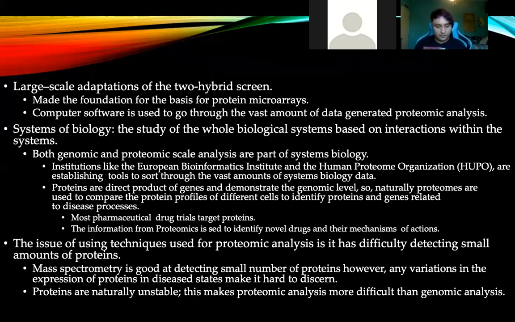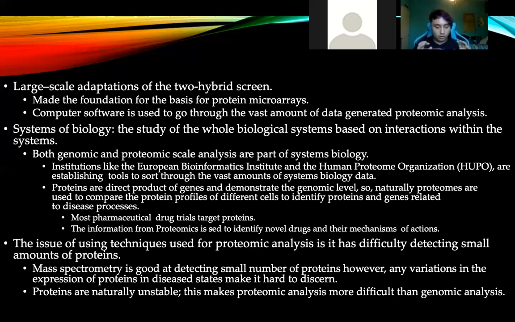And let me see. Systems biology is the study of whole biological systems and interactions within systems. Both genomic and proteomic scale analysis are part of systems biology. Institutions like the European Bioinformatics Institute and the Human Proteome Organization, HUPO, are establishing tools to sort through these vast amounts of data on systems biology.